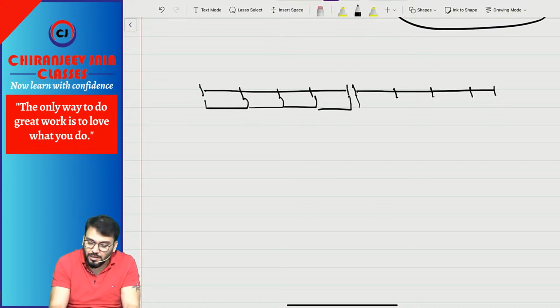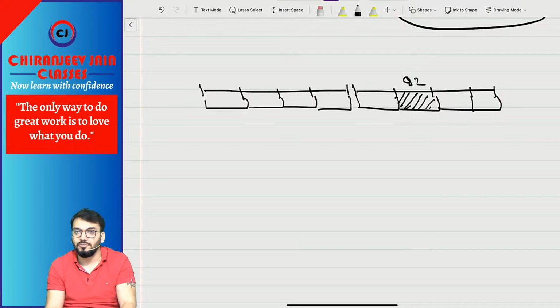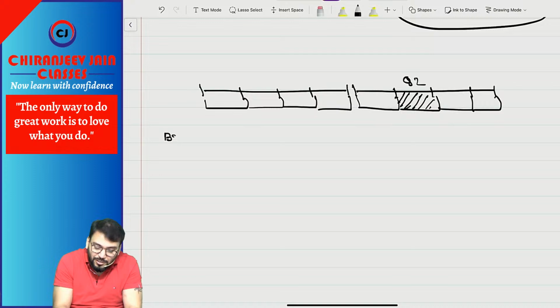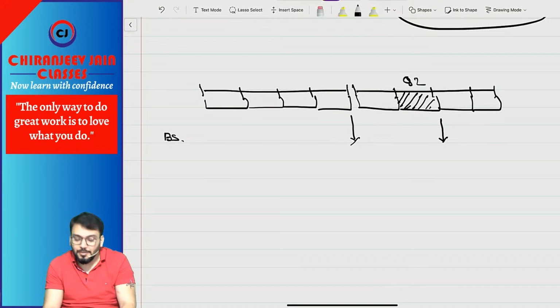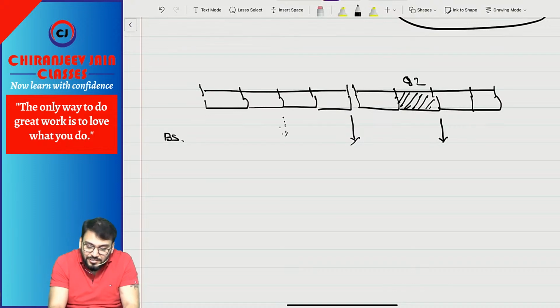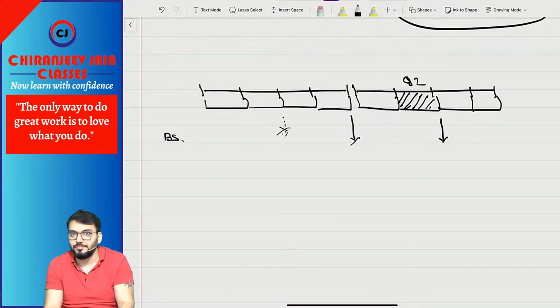Correct. Let us assume that we are preparing a quarterly interim financial report. I hope you are understanding. Correct. And this is our current interim period. Quarter 2. So what they say, balance sheet, we need to prepare two balance sheets. One is balance sheet as on quarter 2 end, and one is balance sheet as on previous year end. So two balance sheets.